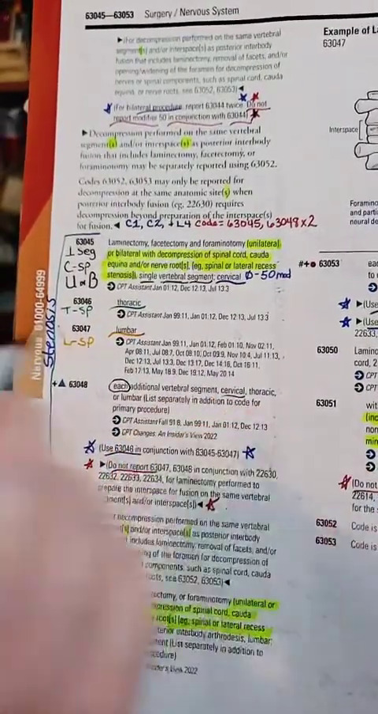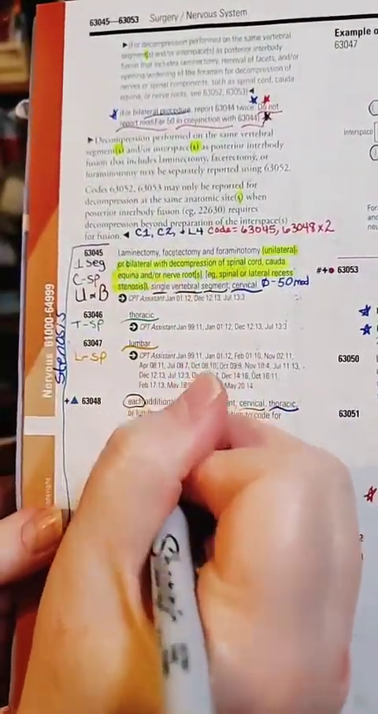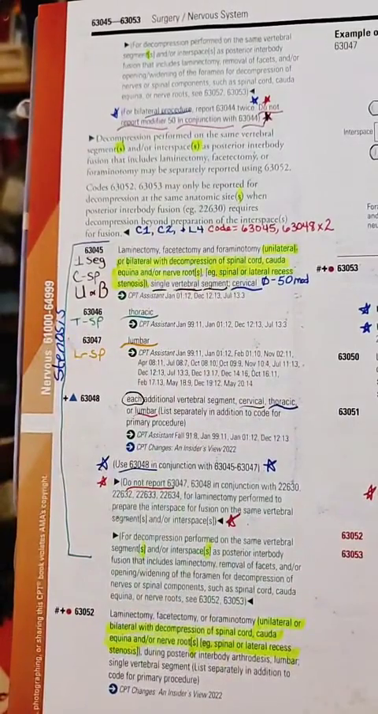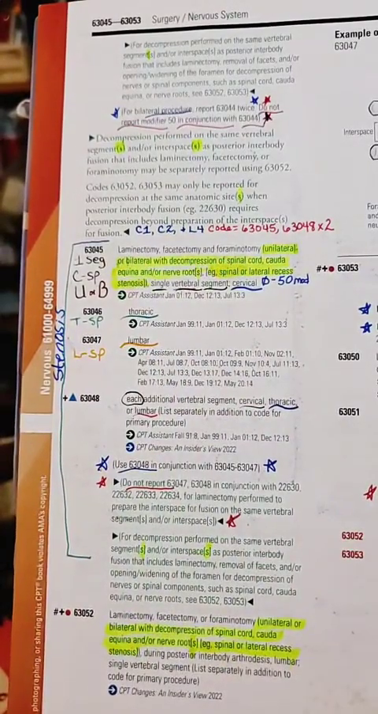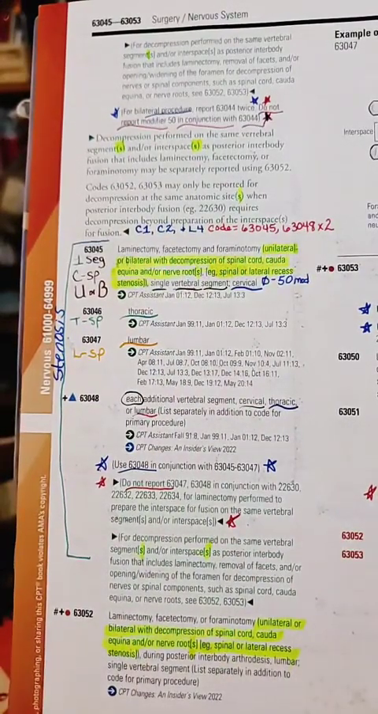Because we can do cervical, thoracic, and then lumbar. It's just one of those trash can codes that throw everything into one code.